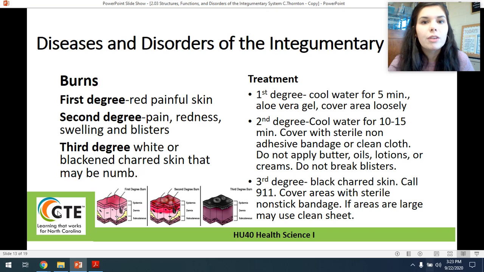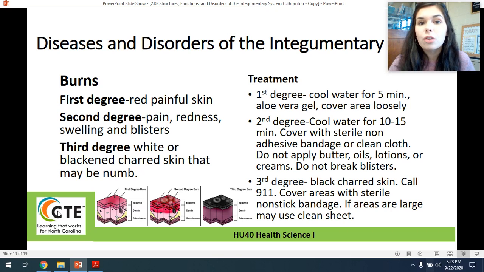A third-degree burn is the most severe, and this is when you have damaged all 3 layers of the skin versus a second-degree burn where you really only damaged the epidermis and the dermis. Third degree damages all 3 layers, and it can appear white or blackened, and it looks kind of charred, and you may even lose sensation or feel numbness in that area. A third-degree burn should be treated by calling 911. A third-degree burn is very severe, so it needs to be treated with medical treatment.